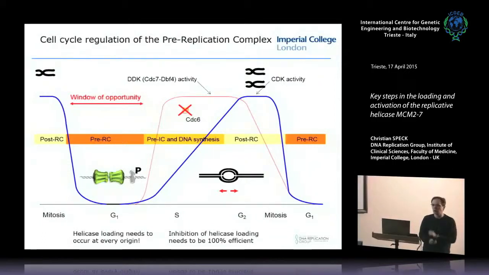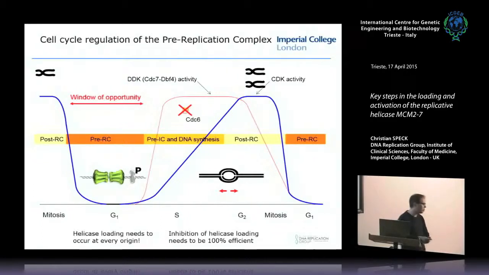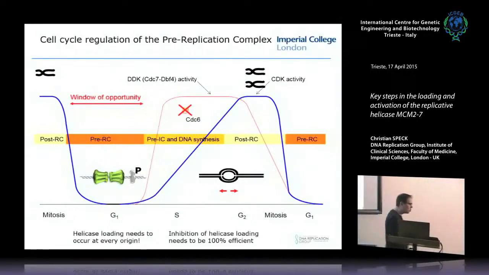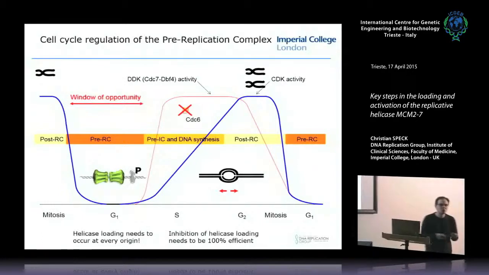So a super active machine is doing this at every origin. And then you have the problem that in S phase, helicase loading needs to be 100% inhibited. So 100%, not 99.9, 100%. So this is the dilemma. You have a highly active reaction, and then you need to inhibit it completely. And why do you have this complicated mechanism? Well, in bacteria, you have a single replication origin, so it's quite easy to control origin firing. But if you had a single origin in a human chromosome, it would probably take weeks to duplicate your DNA. Therefore, you need multiple replication origins, and therefore you need to have this kind of control system in place.